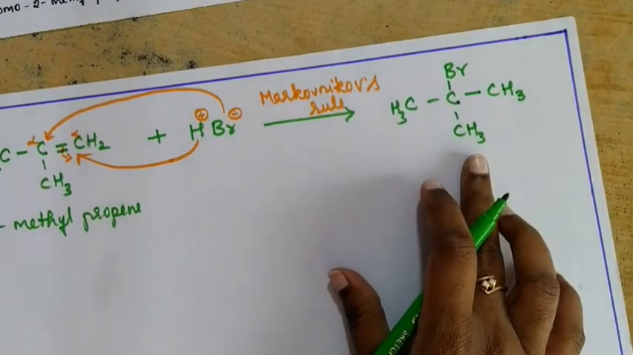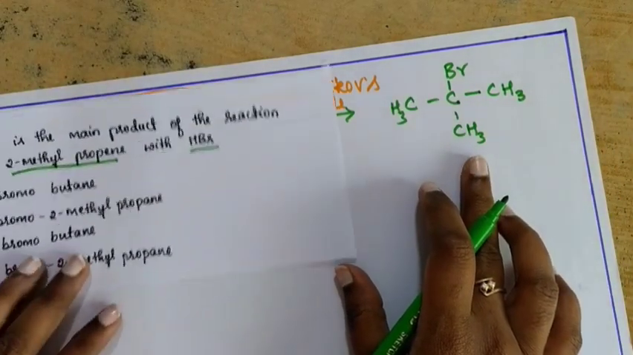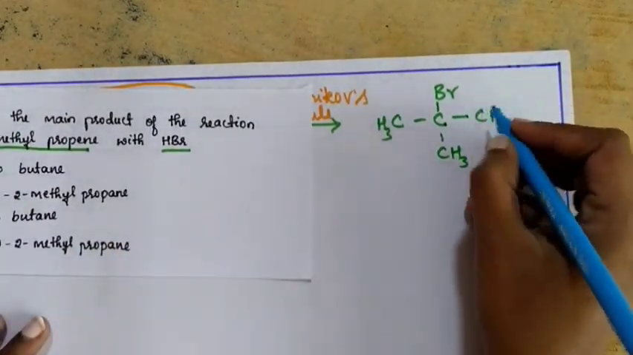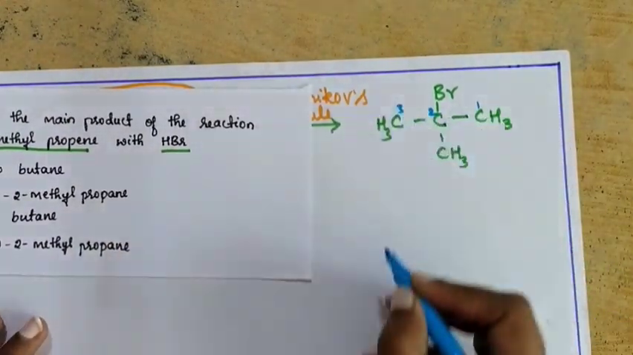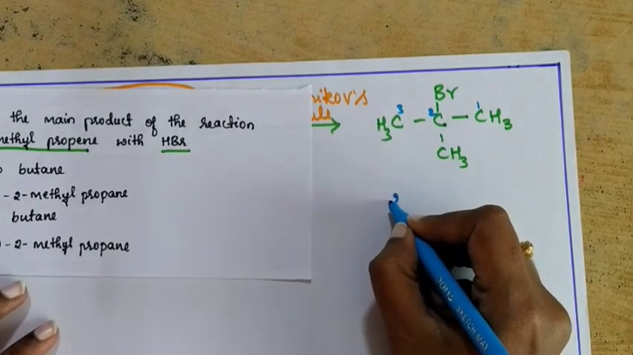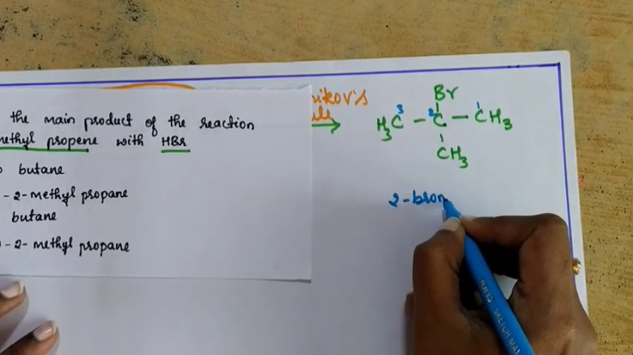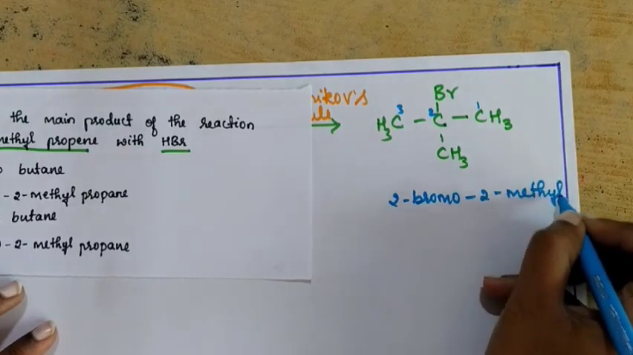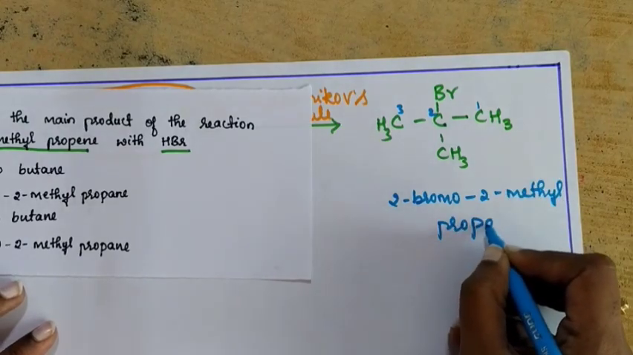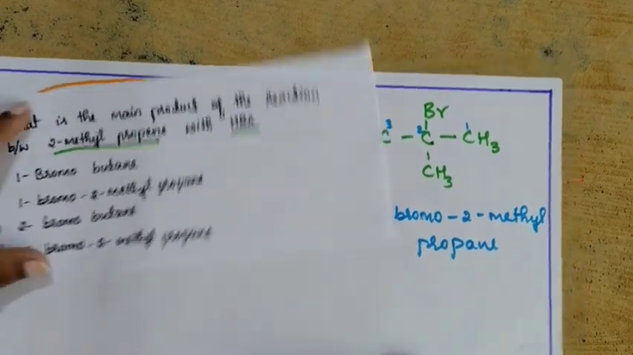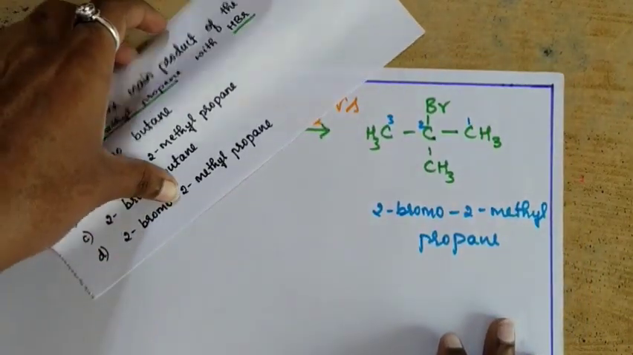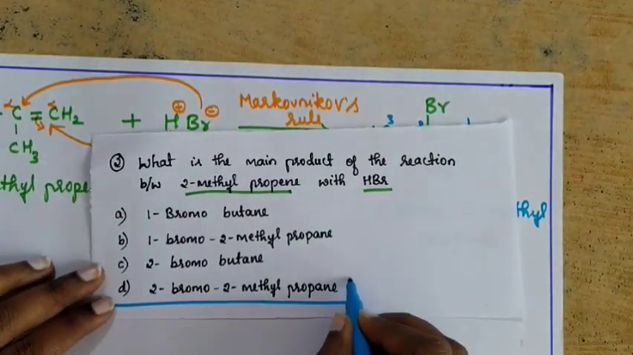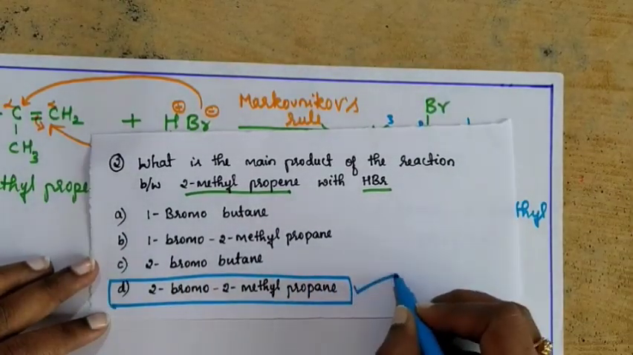So what compound is it? Write the IUPAC name for this. Let us write it. 1, 2, 3. So it is nothing but 2-bromo-2-methylpropane. So what product did we get? We got 2-bromo-2-methylpropane. That is option D. Option D is correct for this question.